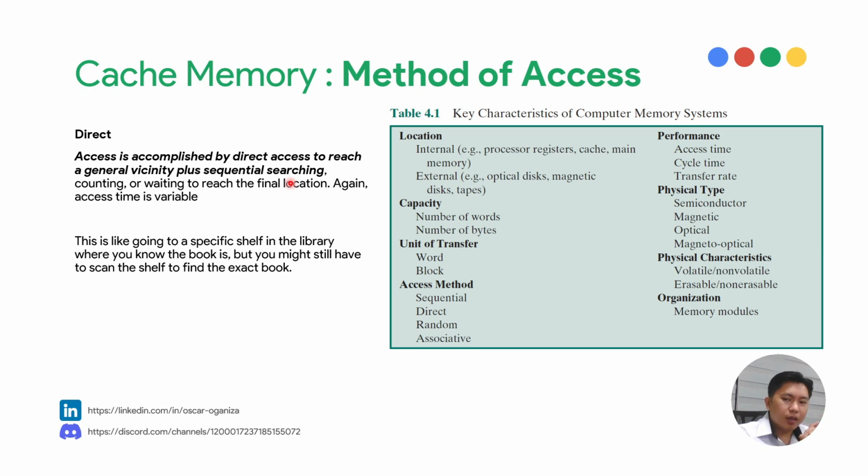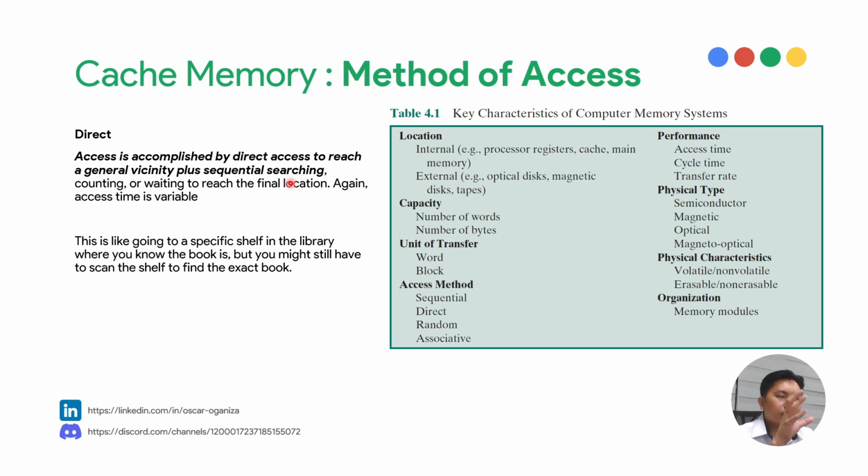Di ba kanina, sa sequential ang binigay na example is libro. Then kailangan pong basahin from page 1 hanggang page 300, for example, to find the data that you're looking for.